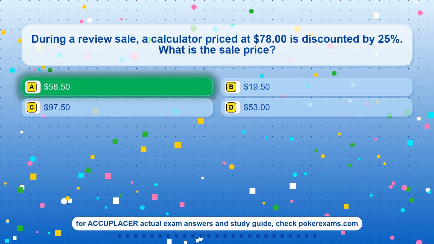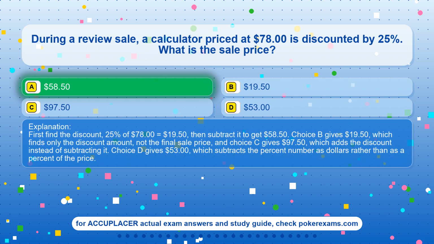The correct answer is option A, $58.50. First find the discount. 25% of $78 equals $19.50, then subtract it to get $58.50. Choice B gives $19.50, which finds only the discount amount, not the final sale price, and choice C gives $97.50, which adds the discount instead of subtracting it. Choice D gives $53, which subtracts the percent number as dollars rather than as a percent of the price.